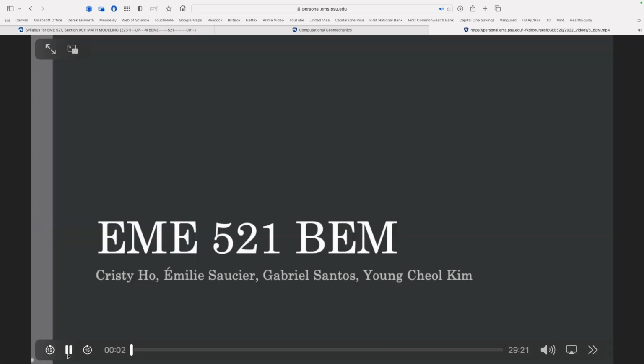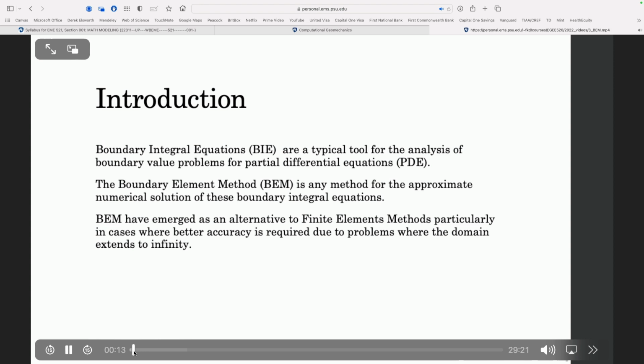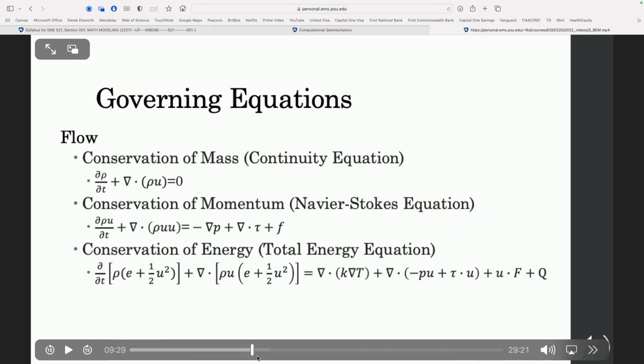Hello, everyone. We are the finite element method group, and the group is composed by Emily, Saucier, Gabriel, Santos, Young and Kim. And so you'll see these things.